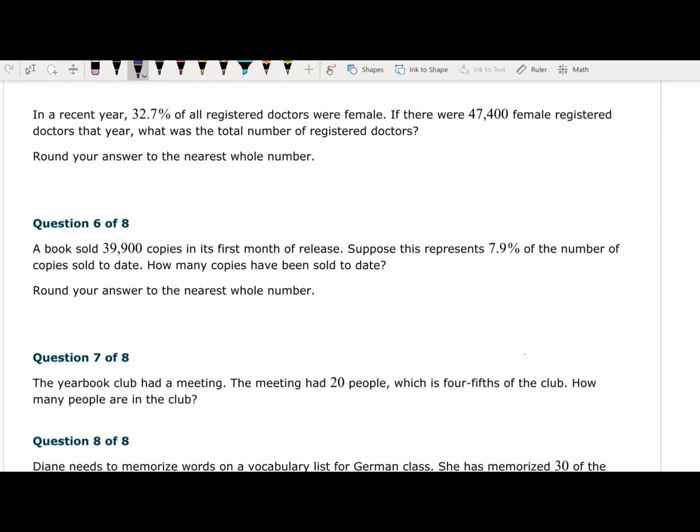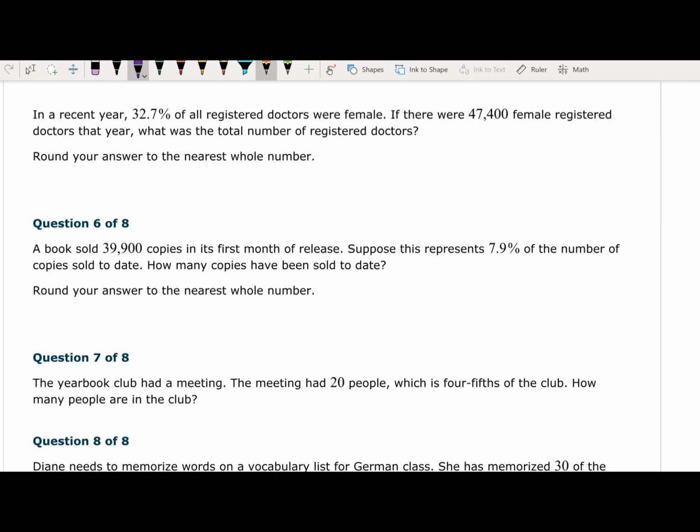All right, number 5. In a recent year, 32.7% of all registered doctors are female. If there were 47,400 female registered doctors that year, what was the total number of registered doctors? Round your answer to the nearest whole number. Okay, it feels like you're going to have a decimal number, so I'm going to need a calculator. Give me 1 second.